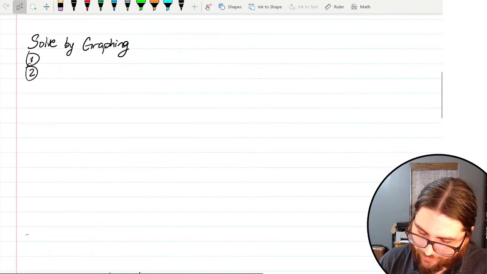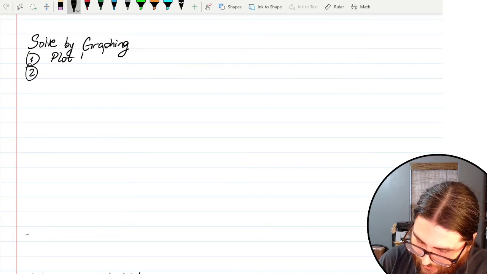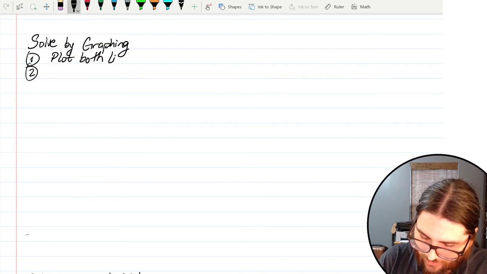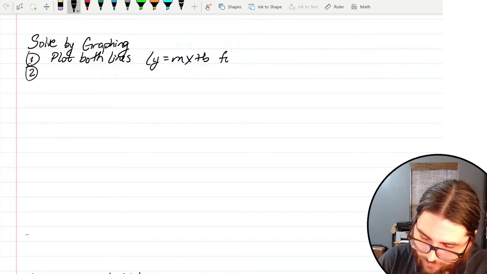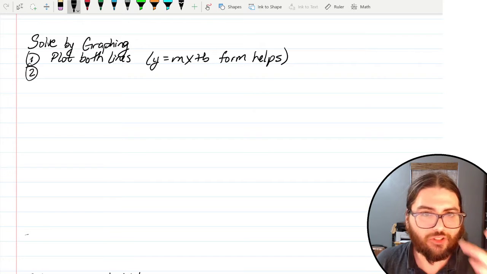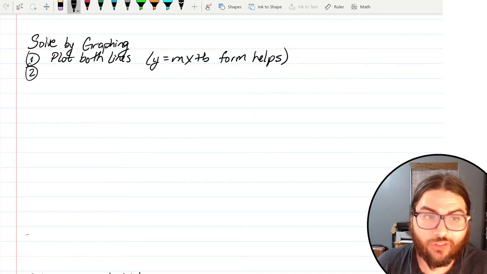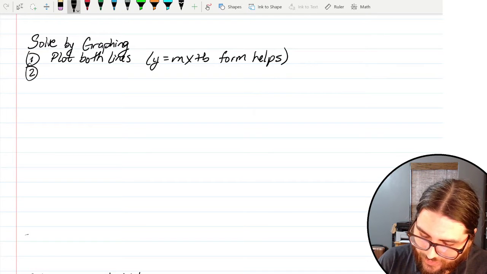So to solve by graphing, right? Let's plot both lines. That's the list of steps, right? The y equals mx plus b form will help here. Or at least the ones, if it can't work with y equals mx plus b that easily, I usually wouldn't ask you to do it by graphing. And once both lines are found, right, find the intersection.